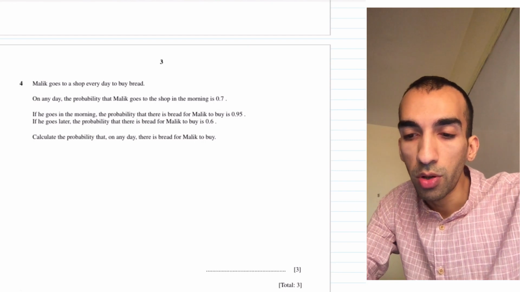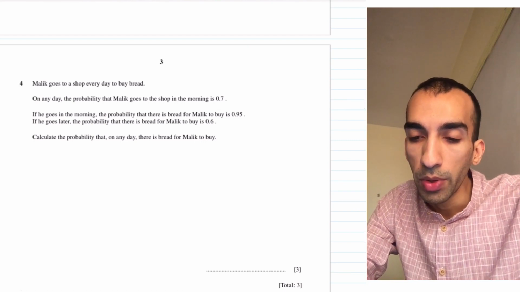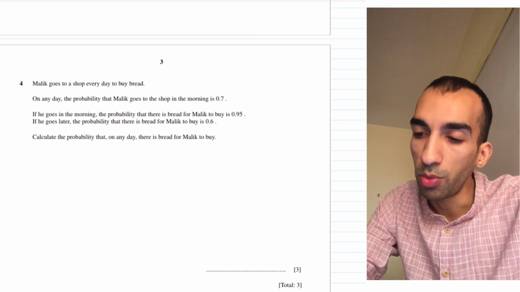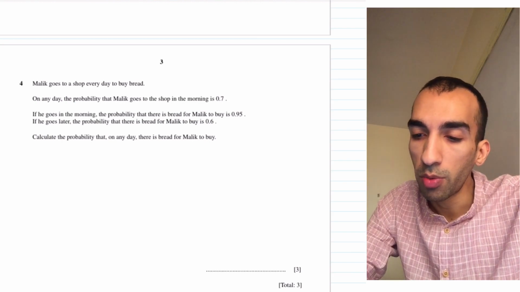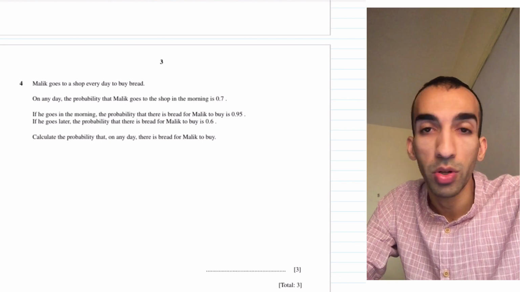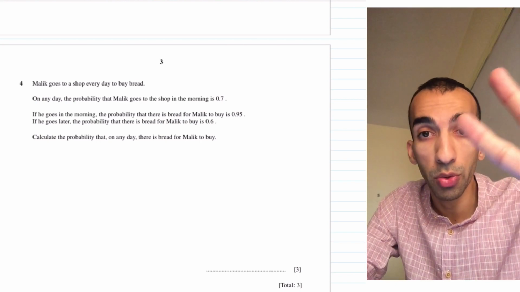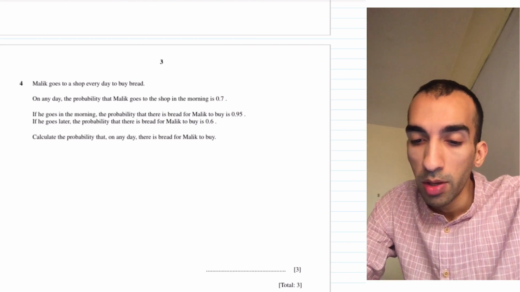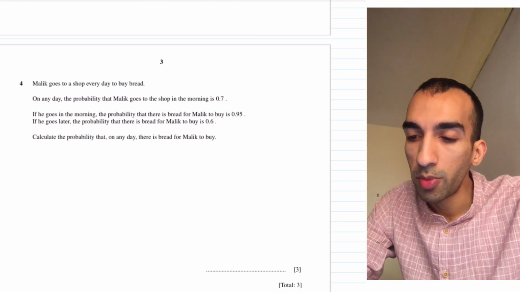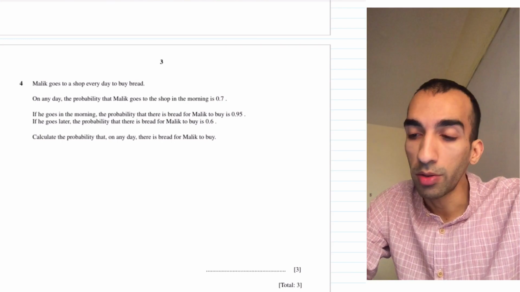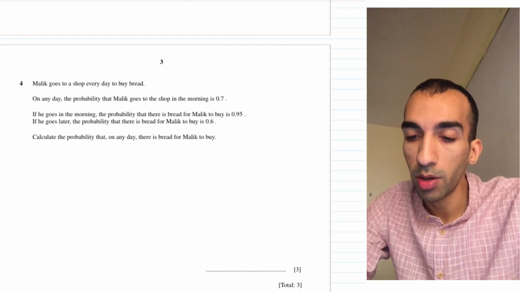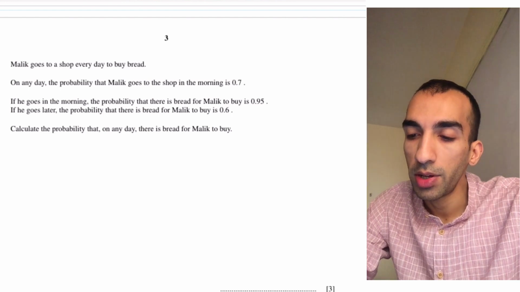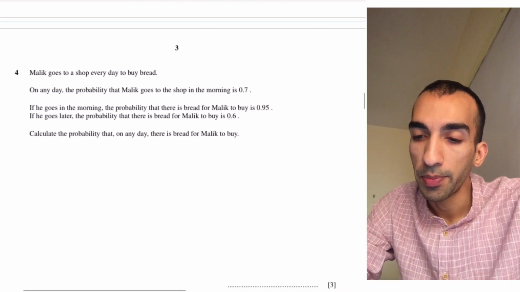Malik goes to a shop every day to buy bread. On any day, the probability that Malik goes to a shop in the morning is 0.7. If he goes in the morning, the probability that there is bread for Malik to buy is 0.95. So there are two conditions. He goes in the morning and that there is bread. If he goes later, the probability that there is bread for Malik to buy is 0.6. Now the probability drops since he goes later in the market, later in the day. Calculate the probability that on any day there is bread for Malik to buy.